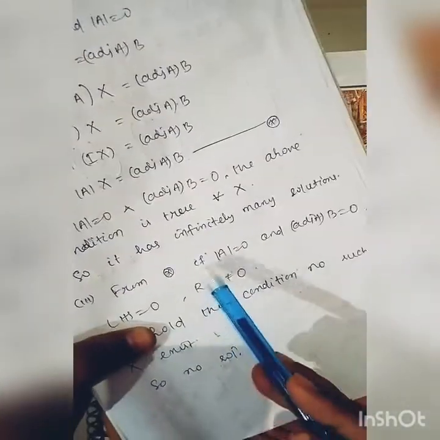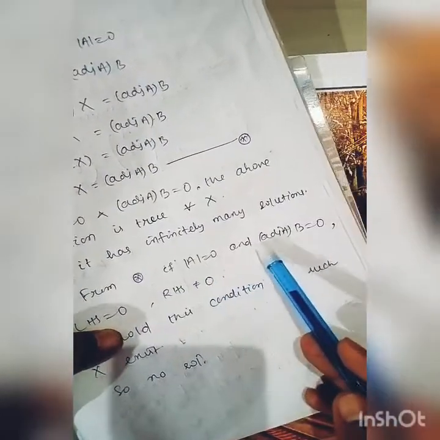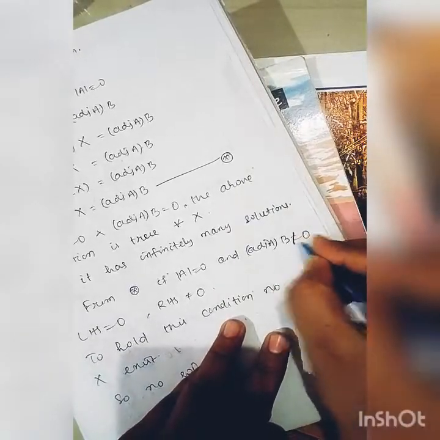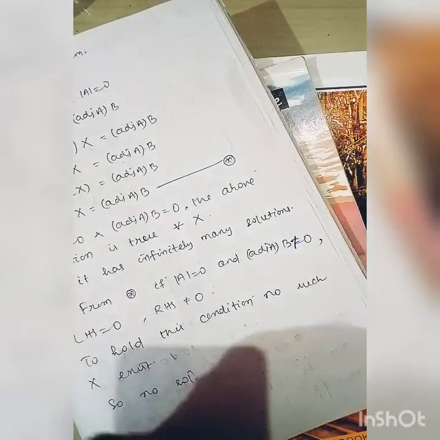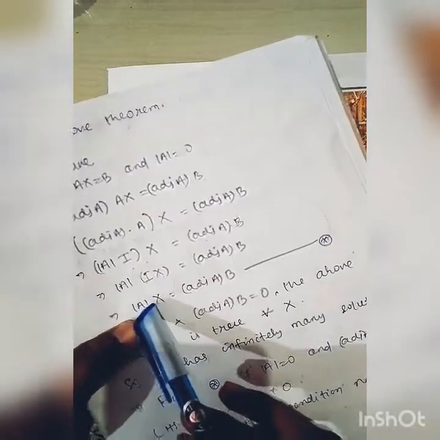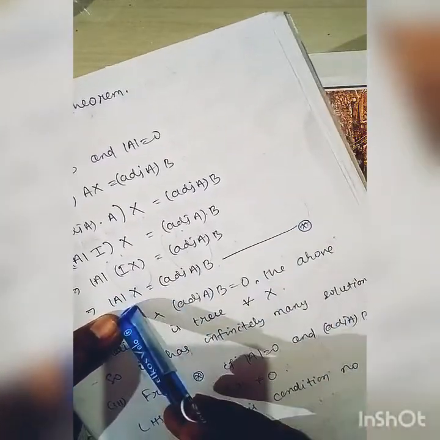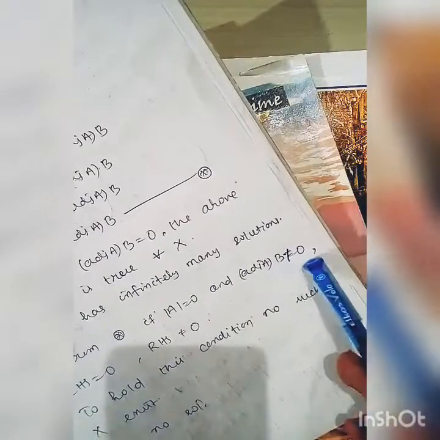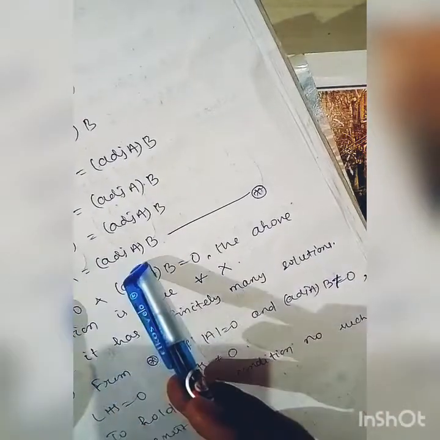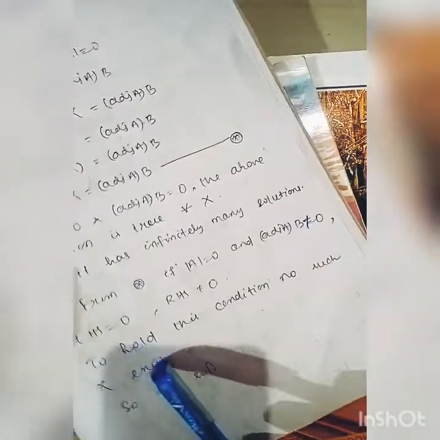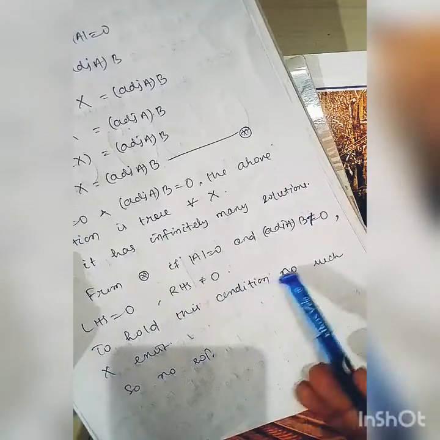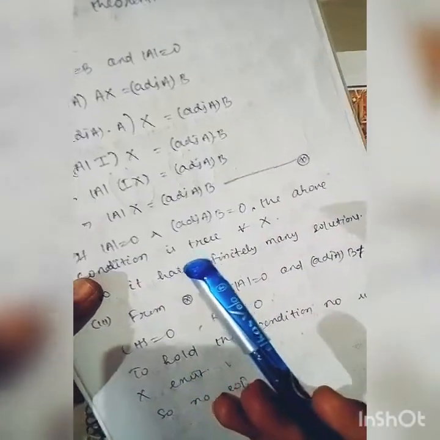Again, the third case, here given that determinant of A equal to 0 and adjoint of A into B is not equal to 0. That is, by putting this in equation star, LHS determinant of A equal to 0. So obviously left side is a 0 matrix, but right side is not a null matrix, which is a contradiction. It is not possible. LHS 0 matrix, RHS not a 0 matrix. To hold this condition, no such X exists as X is unknown. So the system of equation has no solution.